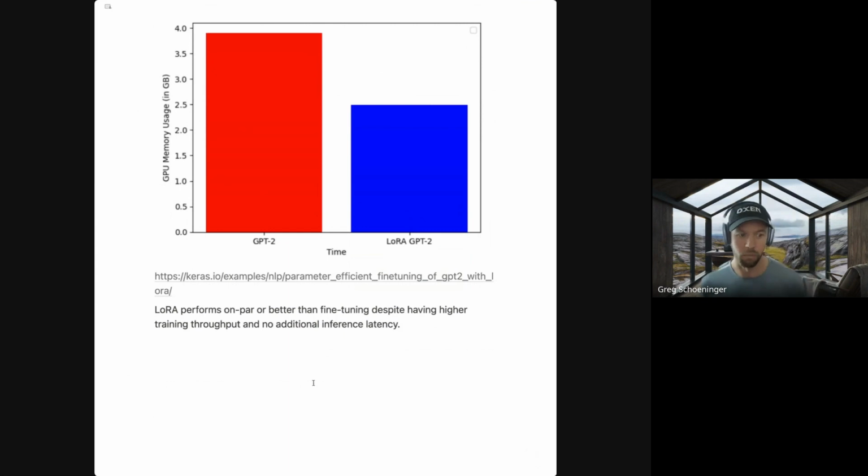And then they say LoRA performs on par or better than fine-tuning despite having higher training throughput and no additional inference latency.